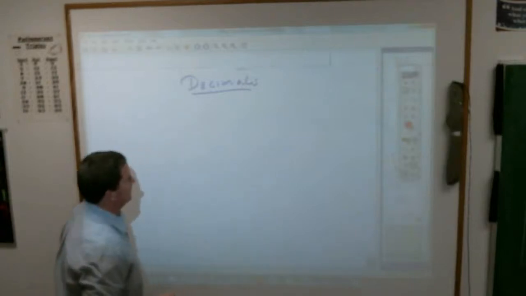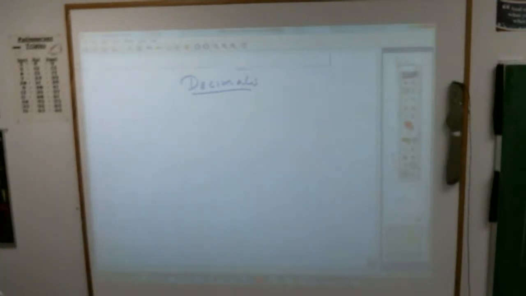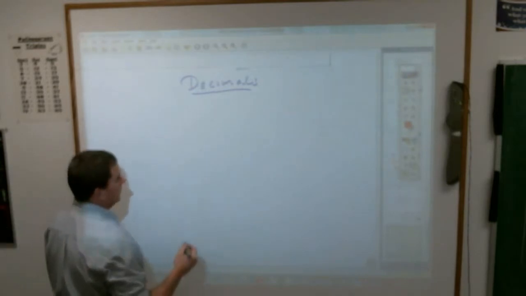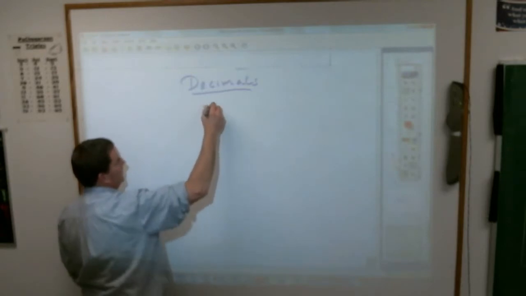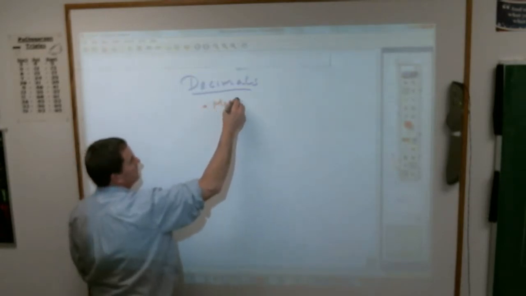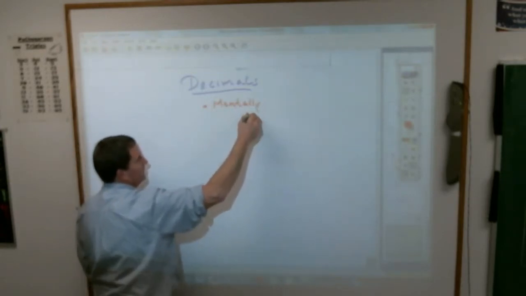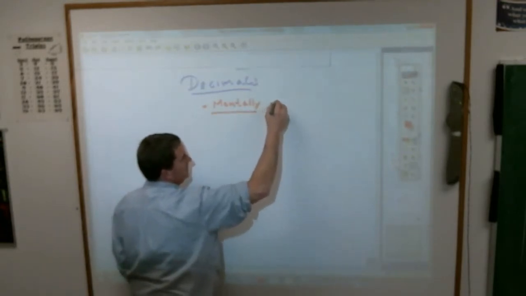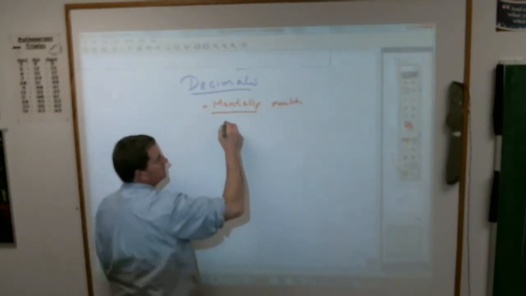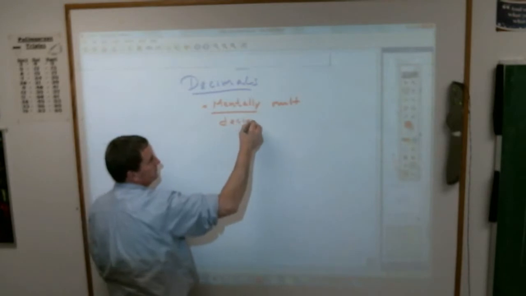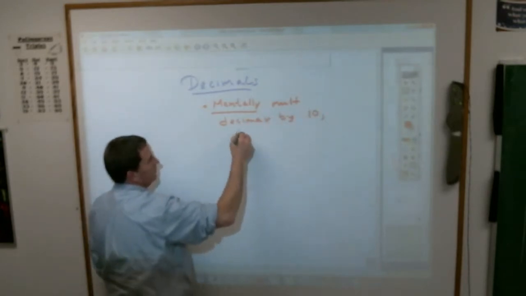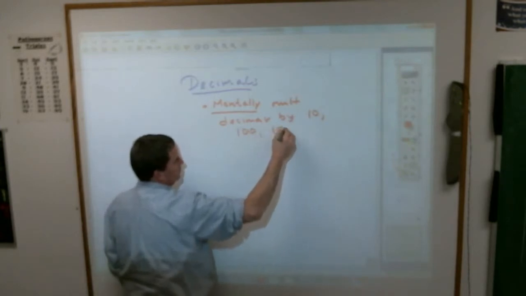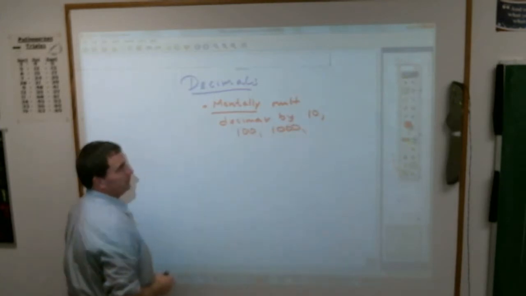Those of you that get in trouble for not showing your work, this is one of the absolute few times I say you don't have to show your work. As a matter of fact, I'd rather you not. And the little subheading after that is mentally multiplying decimals by 10, 100, 1,000. Have we talked about this?